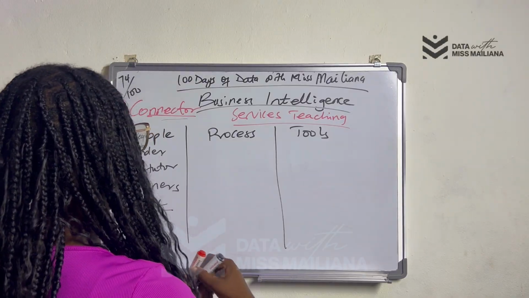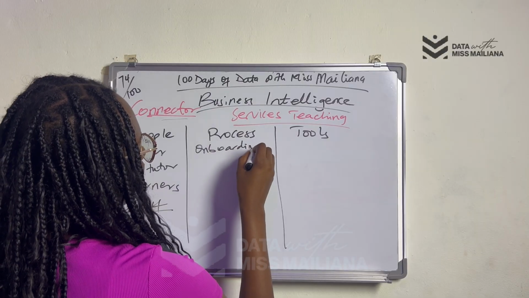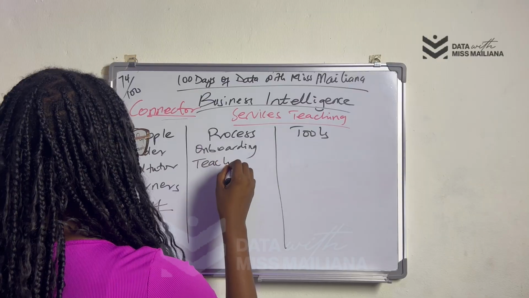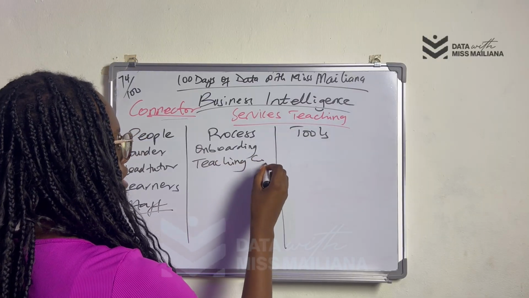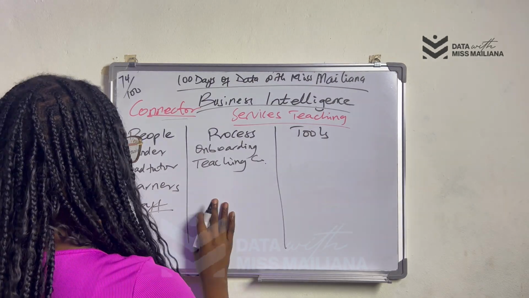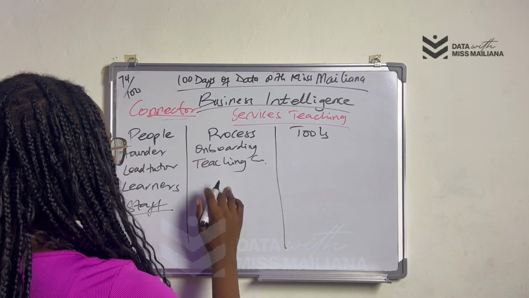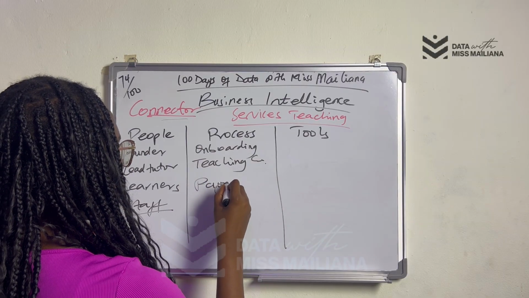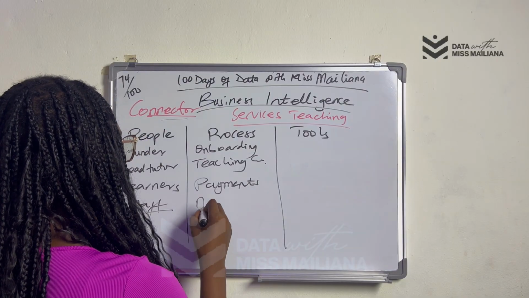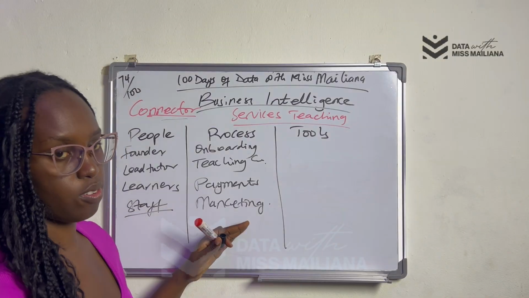The process is onboarding students, onboarding learners, right? Teaching calendar, right? The times of teaching, right? We also have the process of onboarding learners, teaching, payment ways, right? Payments, marketing processes, right? For more students and all that as well.